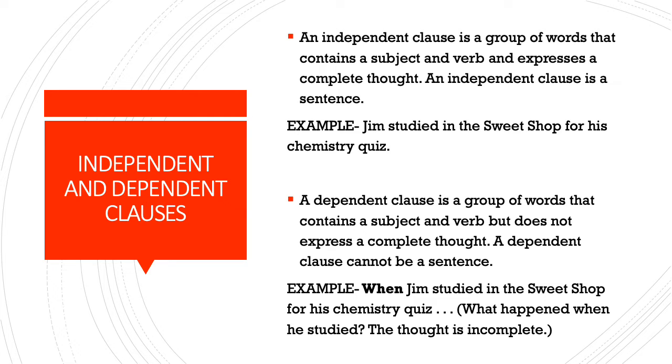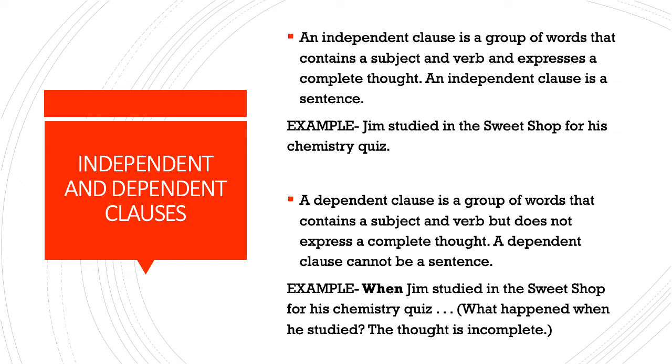An independent clause is again the same thing, and it expresses a complete thought, and an independent clause is also sometimes a complete sentence. It is a sentence with additional information. So, if I say in this example, Jim studied, that would have been a clause. Jim studied in the sweet shop for his chemistry quiz is an independent clause, which is also a full complete sentence which gives us a complete thought of what Jim is doing.